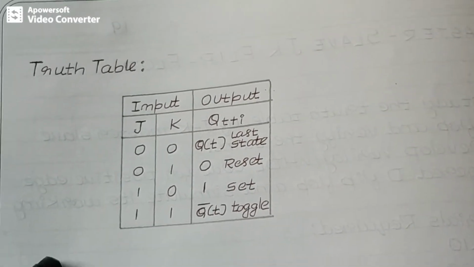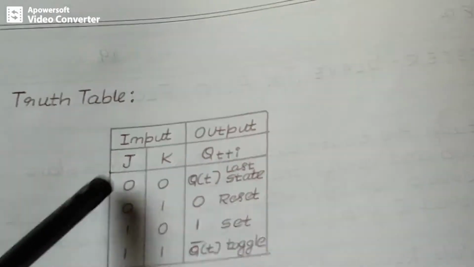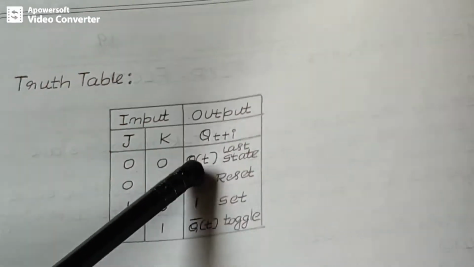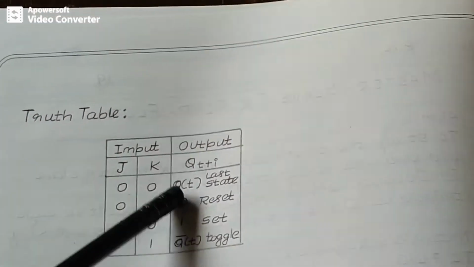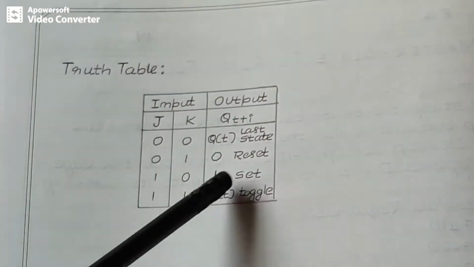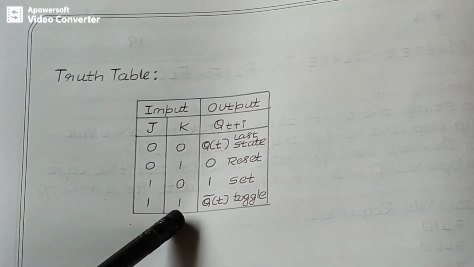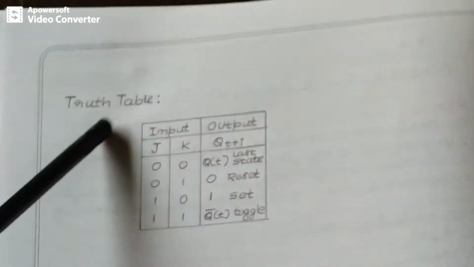Student, this is the truth table for JK master slave. When J and K are both 0, the output follows the last state. Here you can see output is Q(t+1). So when J is 0 and K is 0, output follows the last state Q(t). When J is 0 and K is 1, output is reset or 0. When J is 1 and K is 0, output is set, and when J is 1 and K is 1, output is toggle. So this is the truth table of a JK master slave.